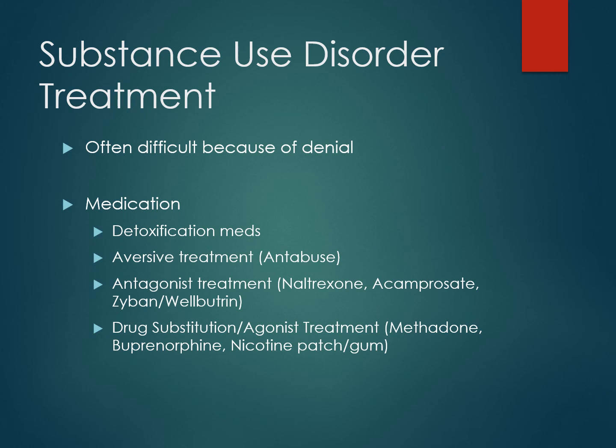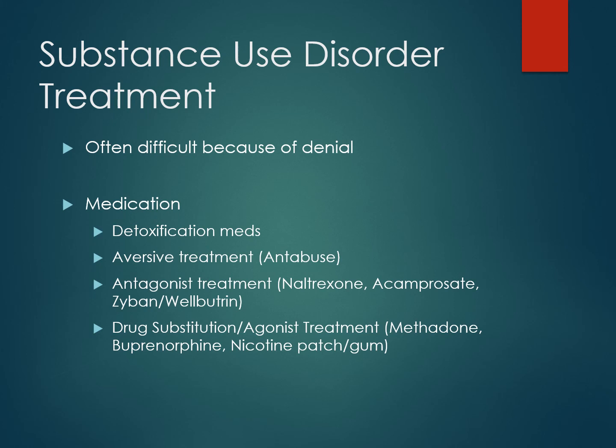Additionally, Antabuse doesn't work well for some people because many people who drink heavily expect negative consequences already. So vomiting is not unexpected or negative enough to influence their drinking. Another medication option is antagonist treatment.